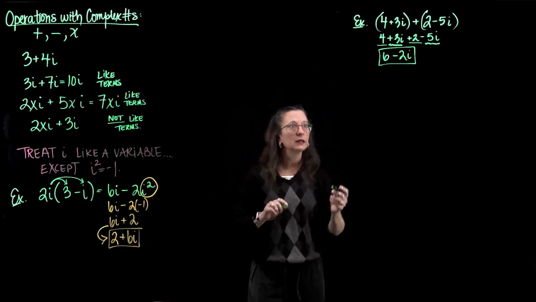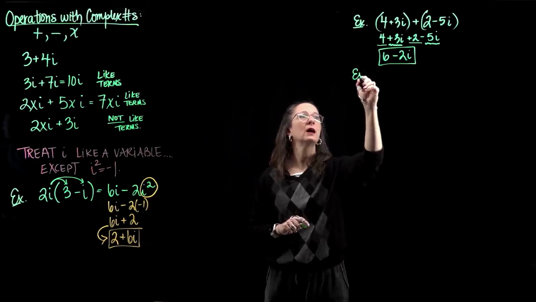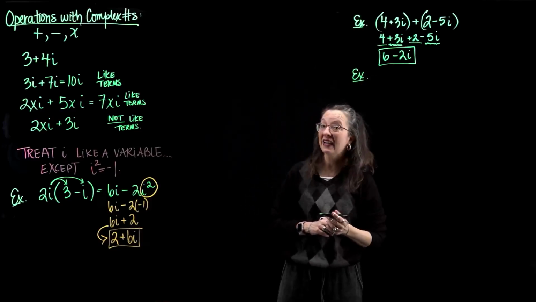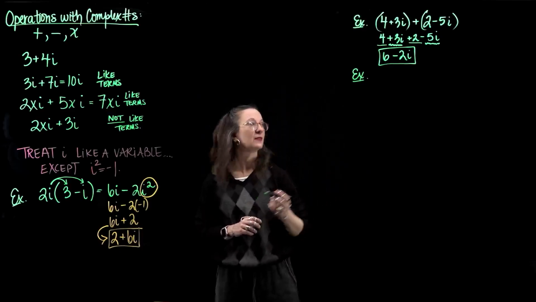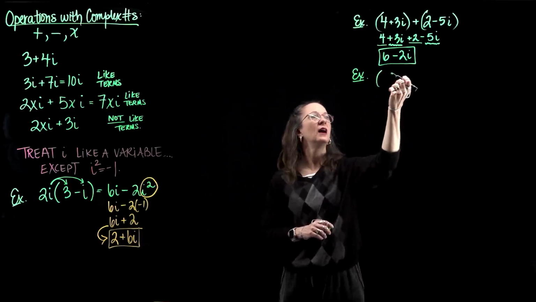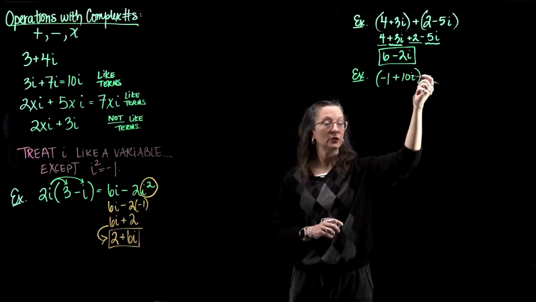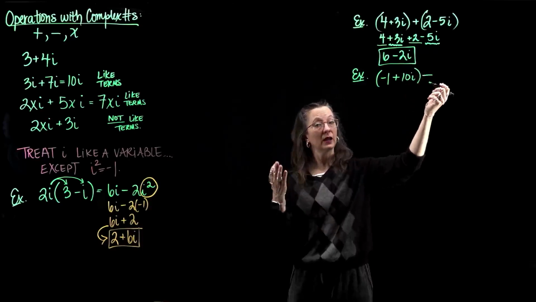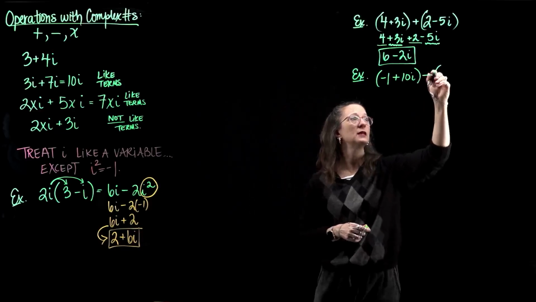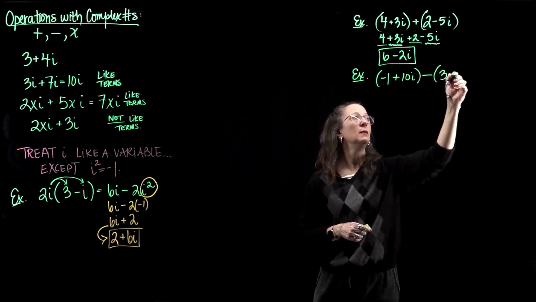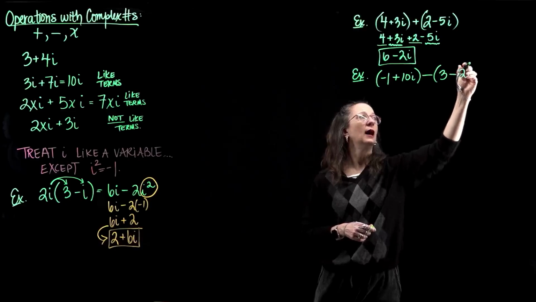Subtraction takes a little bit more care because we have a negative that gets distributed. So I have a complex number in parentheses, minus 1 plus 10i, close parentheses, minus, again, we're going to open another set of parentheses, 3 minus 2i.